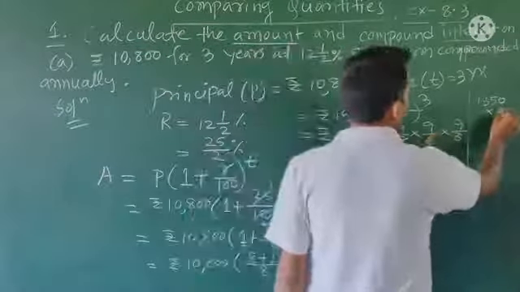4377. 13 minus 8 is 5. Now it is how much? 4. Rupees 4,577.34. So this is your compound interest. Amount we get this one. Compound interest how much? 4,577.34 rupees.